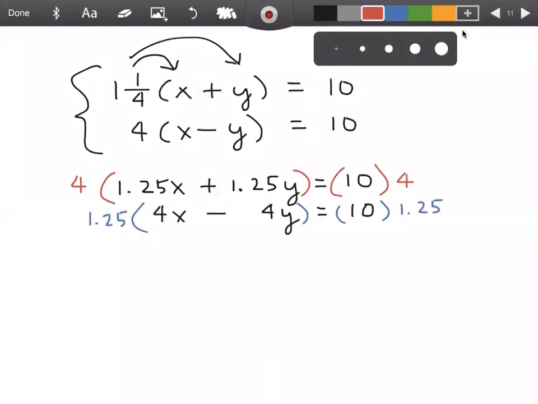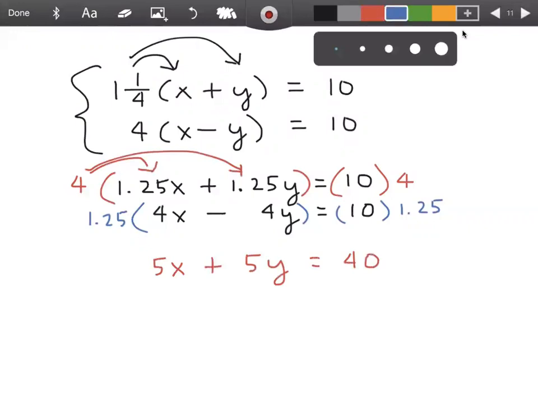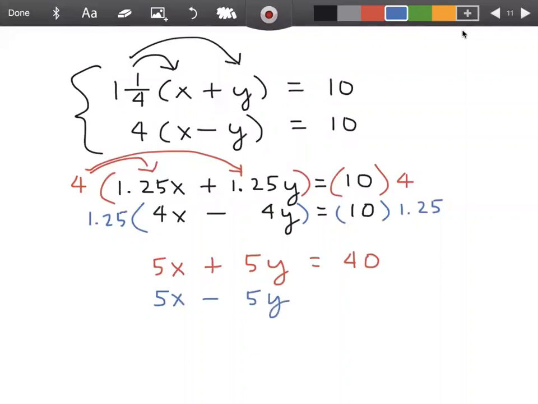Okay, so we'll distribute the 4. Give us a new first equation. 4 times 1.25 happens to be 5. So that's kind of nice. And of course, 10 times 4 is 40. 1.25 times 4 is 5. 1.25 times negative 4 is negative 5, and 10 times 1.25 is 12.5.